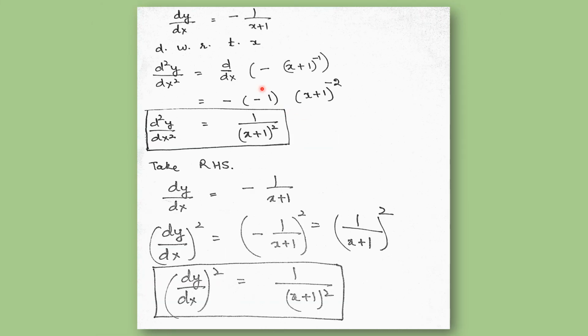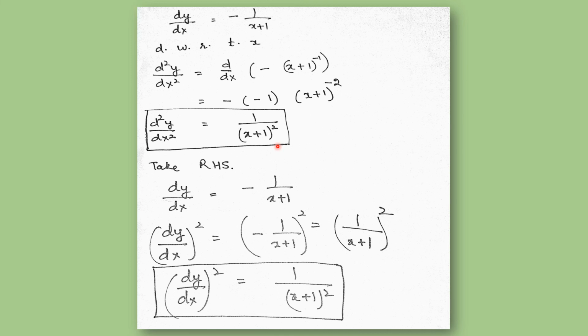Now to calculate the second order derivative, you will again differentiate with respect to x. You will get d square y upon dx square is equal to d by dx. Now what is the derivative of this term? Minus, as it is, derivative of x plus 1 whole power minus 1. So this minus will be retained here. This power will come in the beginning and you will get x plus 1 whole power minus 2. Right? Now this minus will turn to plus. So d square y upon dx square is equal to 1 upon x plus 1 whole square.